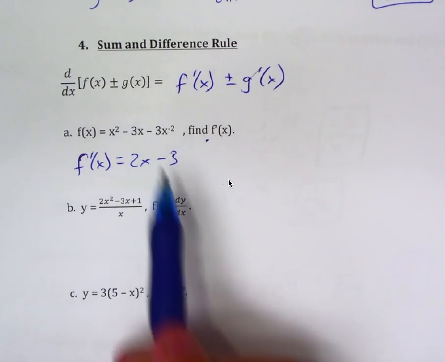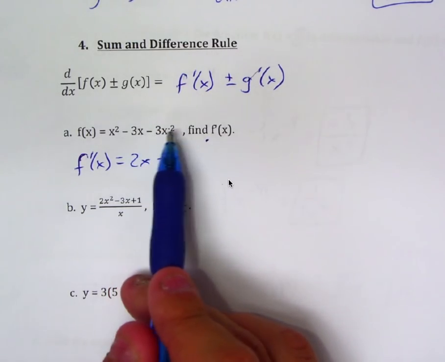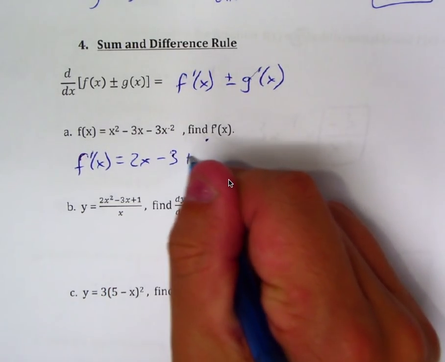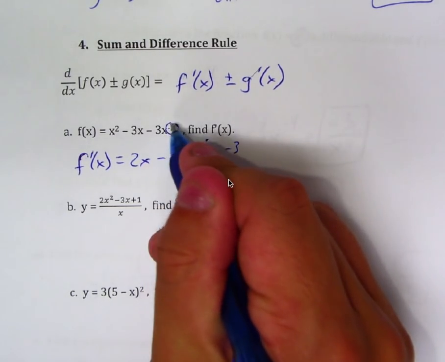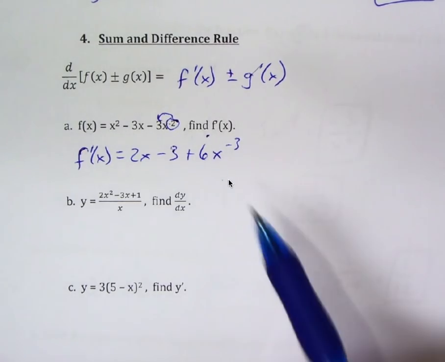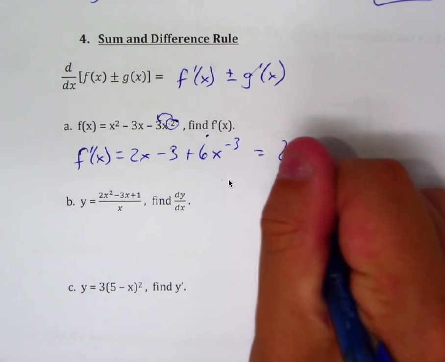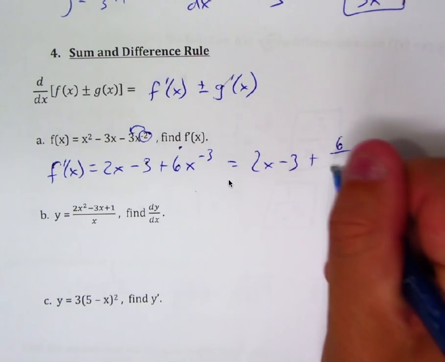It goes away. And then right here, if we multiply negative 2 and negative 3 together, we're going to get plus 6, x to the negative third. Again, we're multiplying negative 2 and negative 3 together, so positive 6. And then move the x to the denominator. So we have 2x minus 3 plus 6 over x cubed.